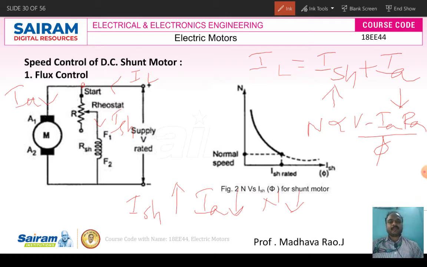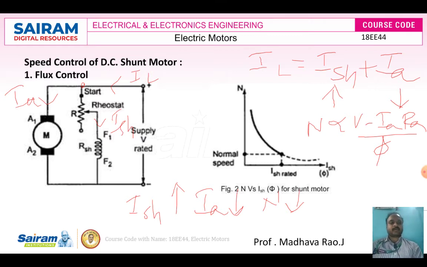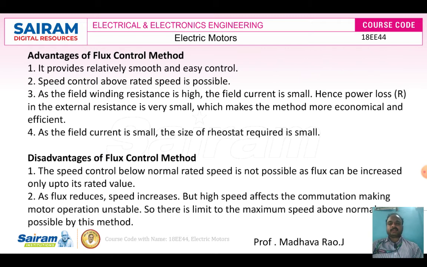Now we will see the advantages and disadvantages of the flux control method. The first one, advantages of flux control method. It is a smooth and easy control method. And the second one is speed control above the rated speed is possible.